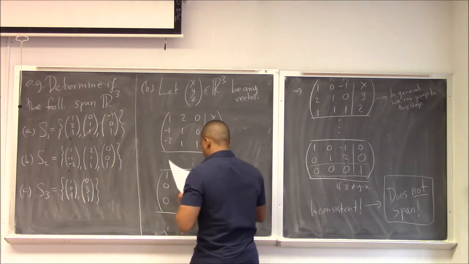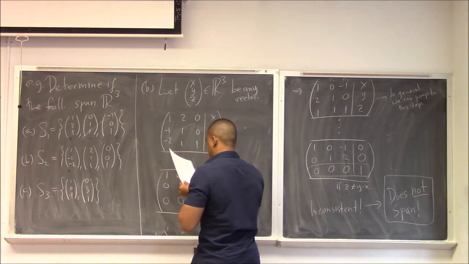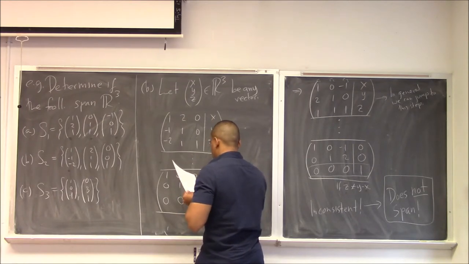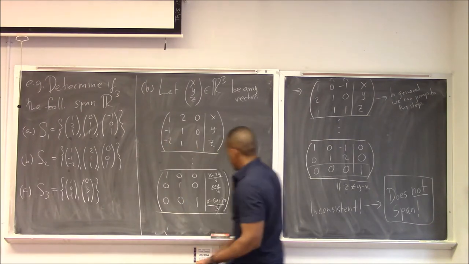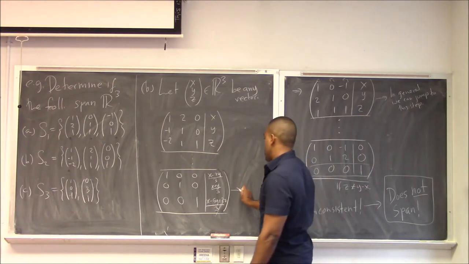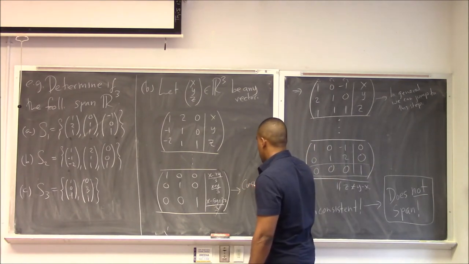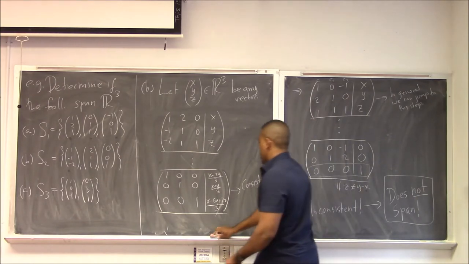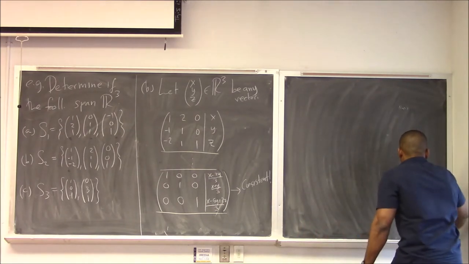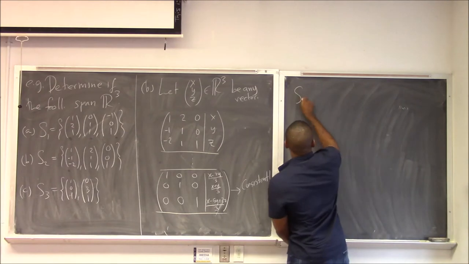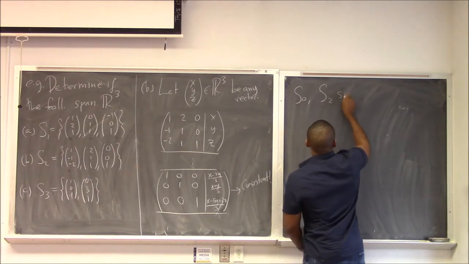1, 0, 0, 0, 1, 0, 0, 0, 1, x minus 2, y over 3, x plus y over 3, x minus 5, y plus 3, z over 3. So this guy here actually means it's consistent. So S2 spans R.